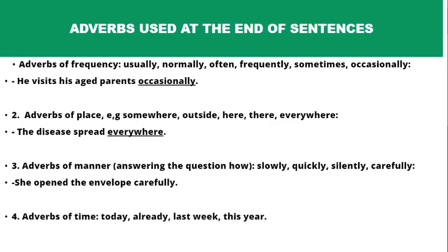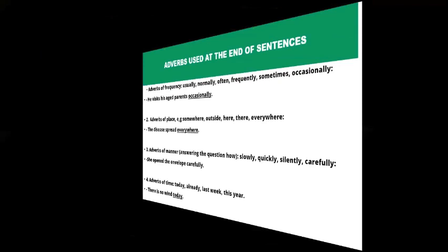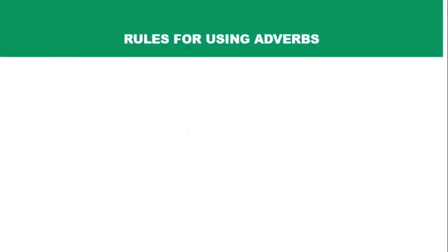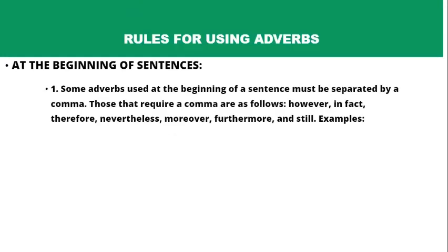Now, the fourth type of adverb we can place at the end of the sentence is adverb of time, which include today, already, last week, this year. For example, there is no wind today. Okay? Okay, so now let's look at more of the rules for placing adverbs at the beginning of sentences.